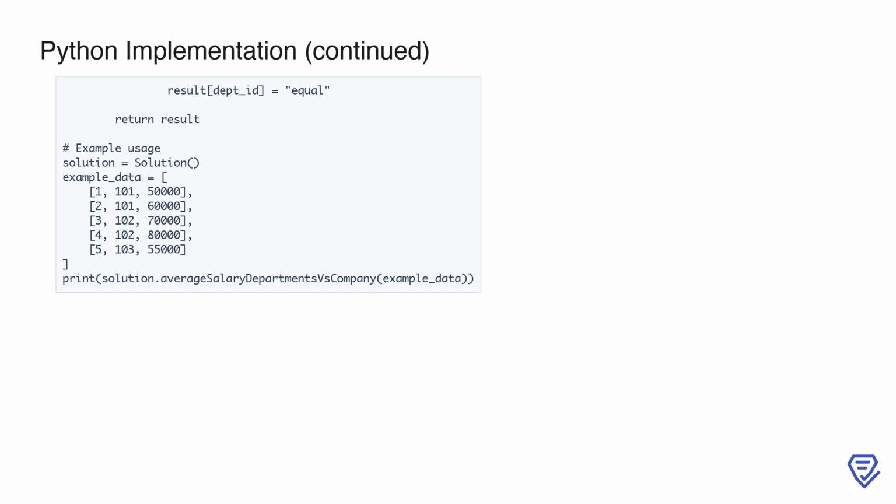If the department's average salary matches the company's average, we assign the value equal to that department in the result dictionary. With that, our logic for comparing department averages to the company's average is complete. The method then returns the result dictionary, which provides a mapping of each department ID to its comparison result, indicating whether its average salary is higher, lower, or equal to the company's average.